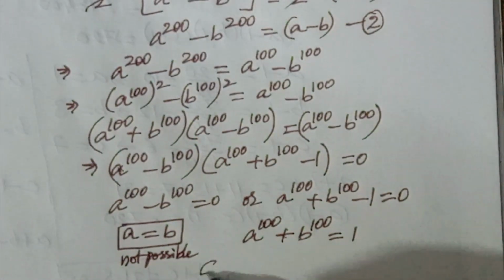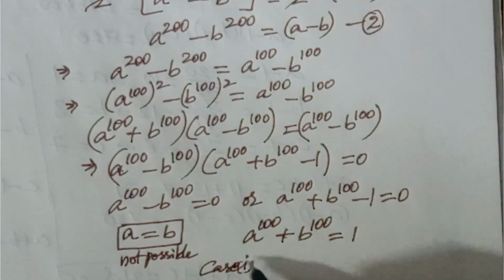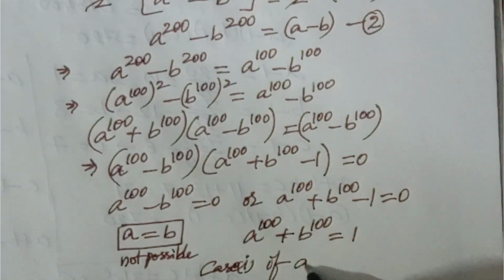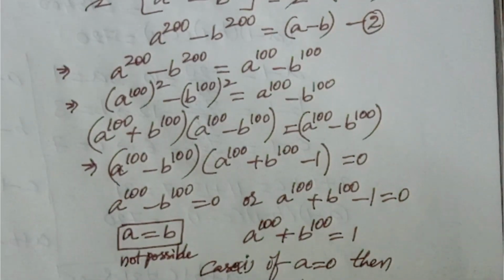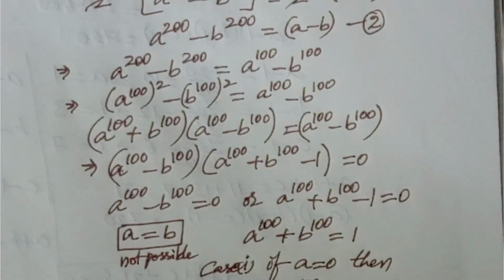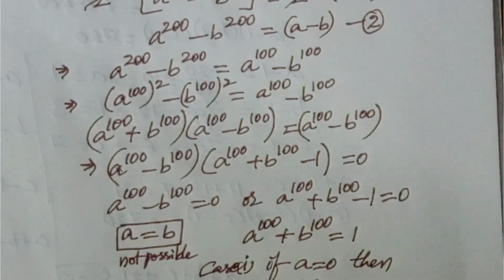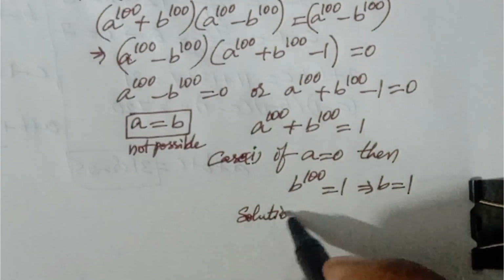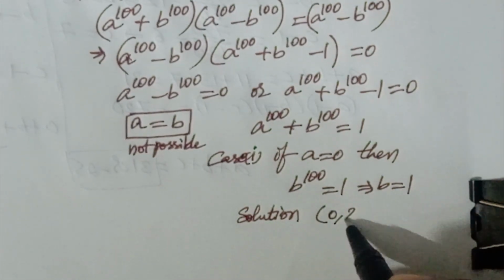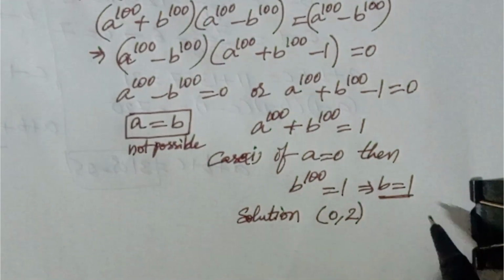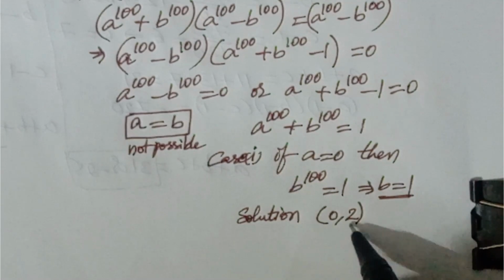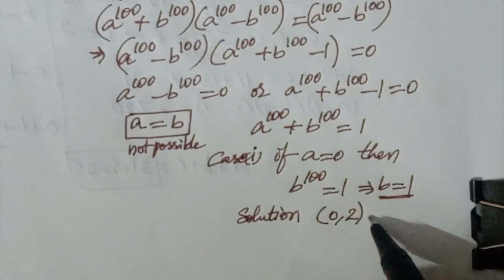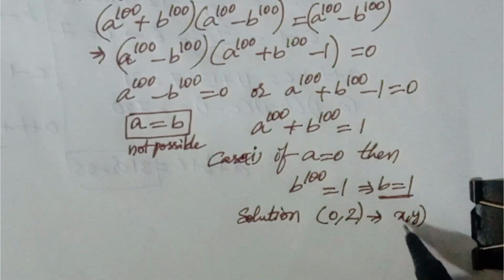So here if you take case 1, here if a is equal to 0, then b to the power of 100 is equal to 1, implies b is equal to 1. So you will get the solution 0, comma 2. b value 2. So here b means y value 2b. So you will get y value 0, comma 2. So this is x, comma y.